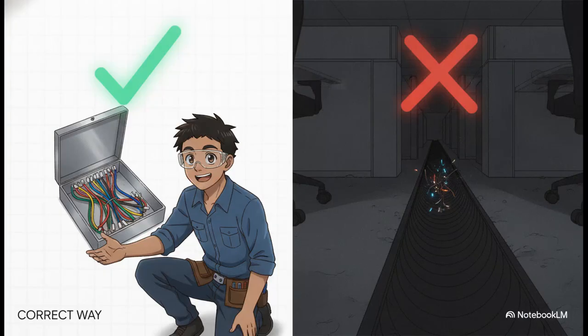Rule 12-1808 is a massive field tip, guys. Taps and splices shall be made only in header access units or in junction boxes. Let me say it louder for the folks in the back. Absolutely no hidden splices buried in the middle of a floor cell.